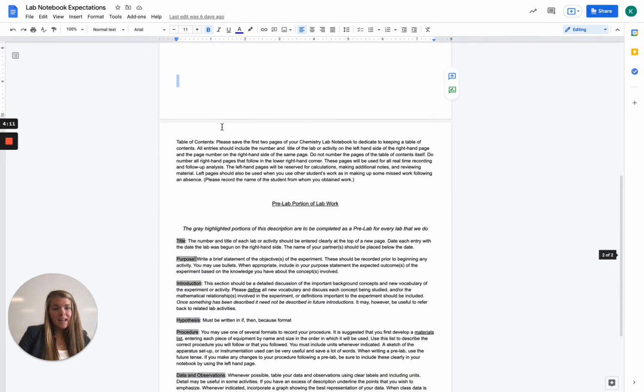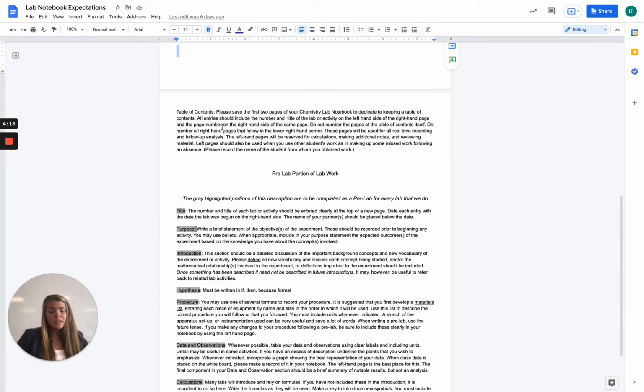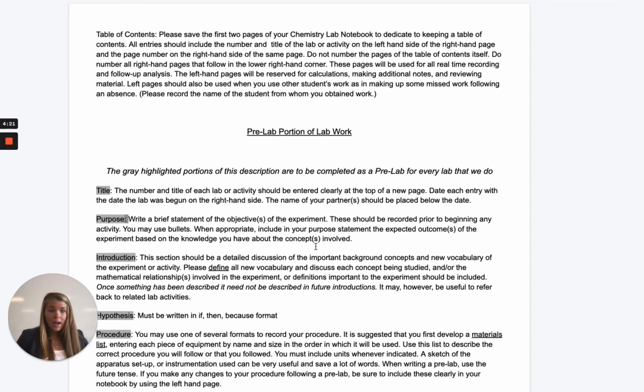Purpose is what comes next. Sometimes I'm going to give you the purpose of a lab. Sometimes I'm going to have you figure that out for yourself. The purpose is just a brief statement of what the objective of the lab is. So what are we trying to solve while doing this lab? In the conservation of mass lab, what were we trying to figure out?